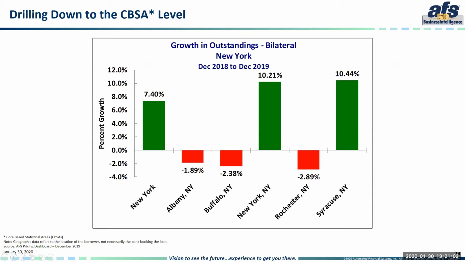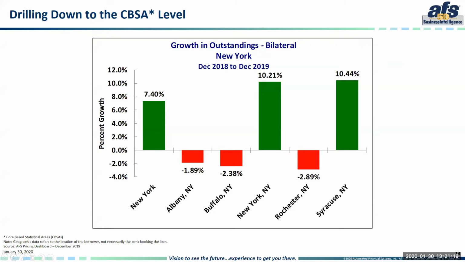New York and Syracuse contributed to that higher than average growth rate. However, Albany, Buffalo, and Rochester actually lost ground during 2019. This geographic precision allows us to distinguish the winners and losers very quickly and is the type of data you can leverage to be very competitive in your own markets.